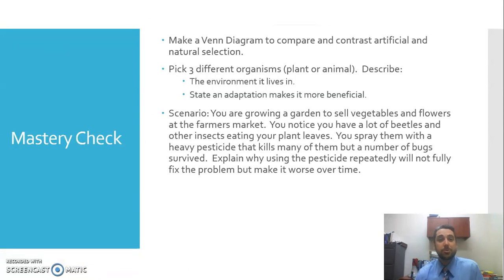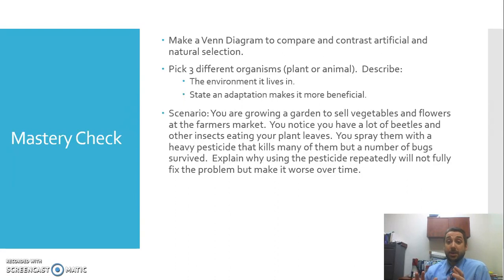So make a mastery check here. We're going to make a Venn diagram to compare and contrast artificial and natural selection. Pick three different organisms, plant or animal, things you already know, and describe the environment each lives in, and state an adaptation that helps it or makes it more beneficial to live there.